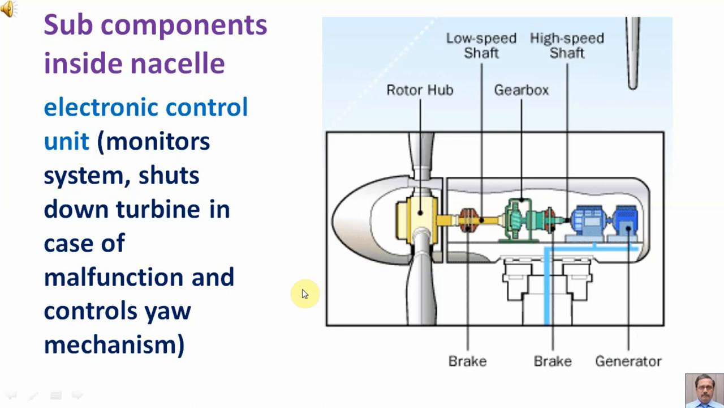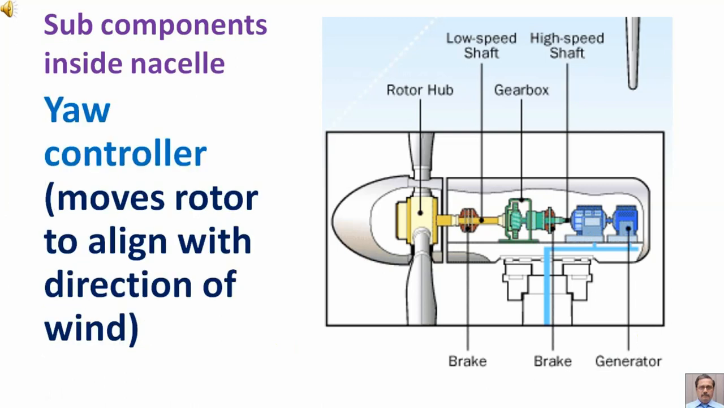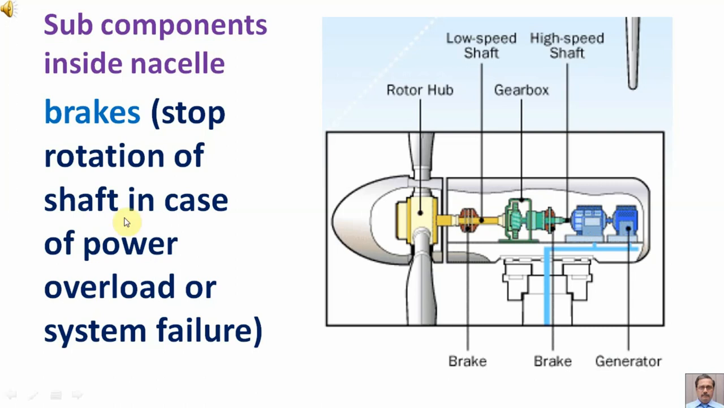Electronic control unit monitors system, shuts down turbine in case of malfunction and controls yaw mechanism. Yaw controller moves rotor to align with direction of wind. Brakes stop rotation of shaft in case of power overload or system failure.